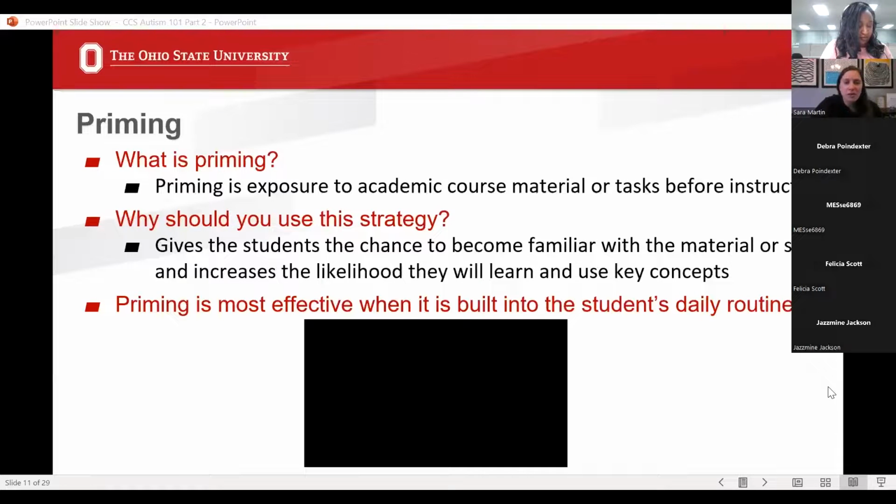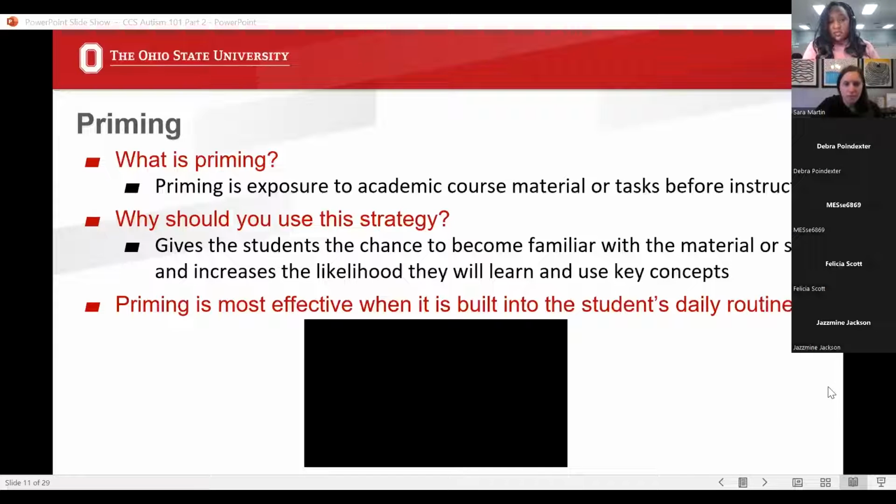So for example, what I would do in the classroom is send home with my student what is going to be expected for the week. So talk with your teachers and get a plan in place so that they can send this home with parents. Then parents can help to prime the students and remind them of what to expect for the coming week.